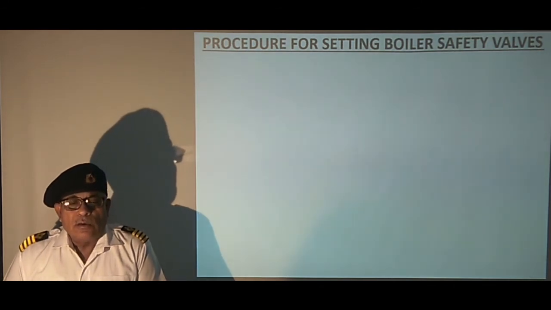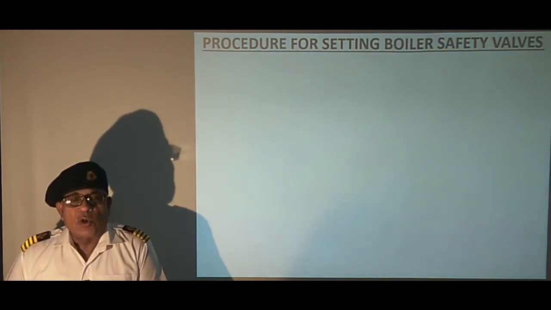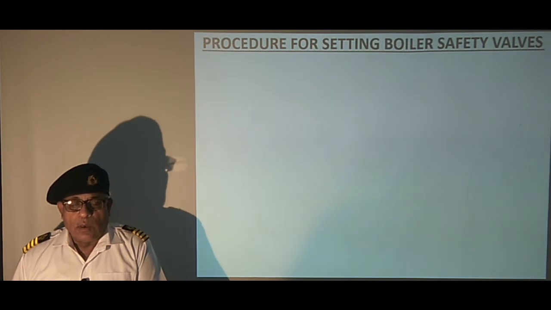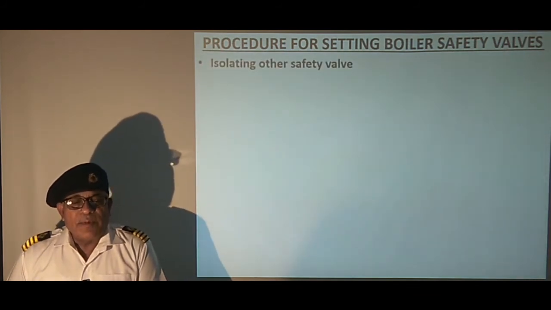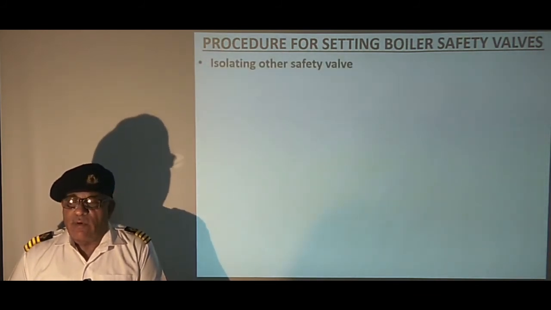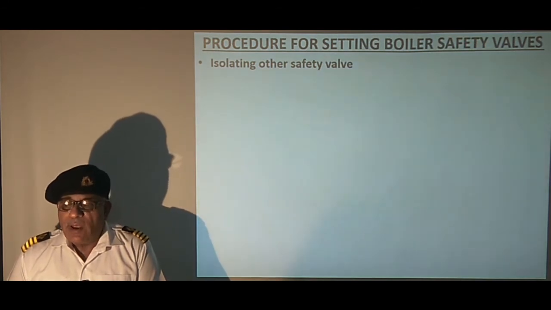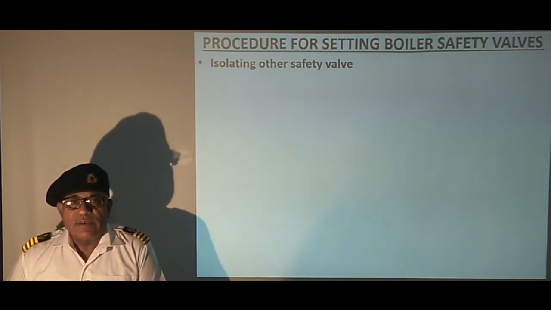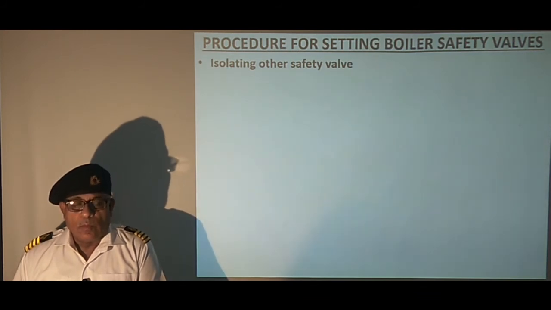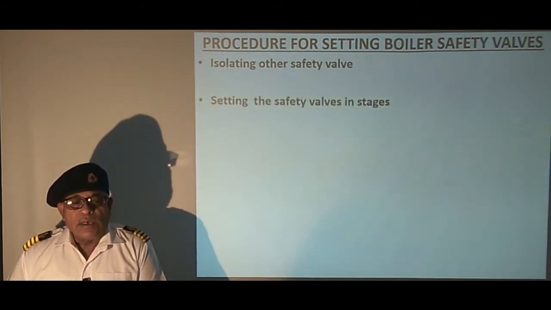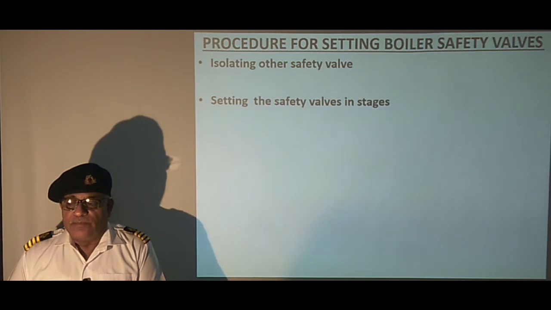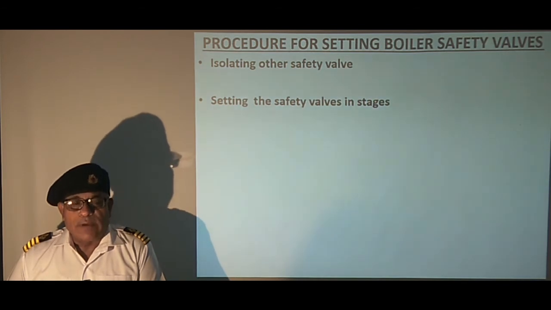Let us learn the procedure for setting boiler safety valve. The first step is isolating the other safety valve. So safety valve should be set when the other safety valve is gagged. Setting the safety valve in stages: the safety valve is initially set at slightly lower pressure, then steam pressure is increased to set pressure and the valve adjusted to lift.